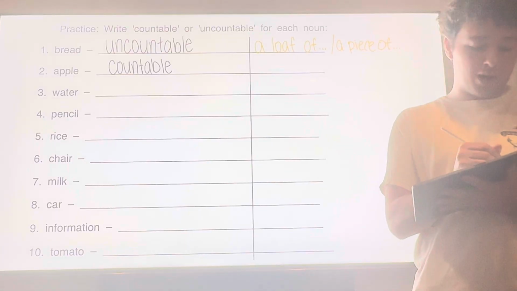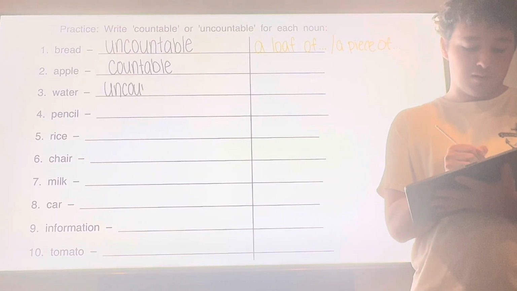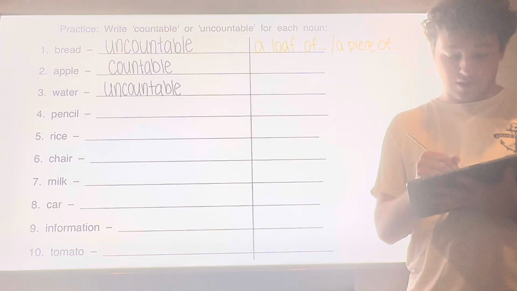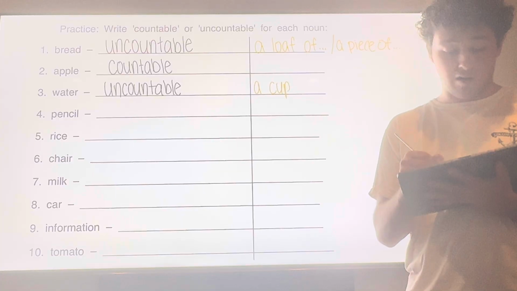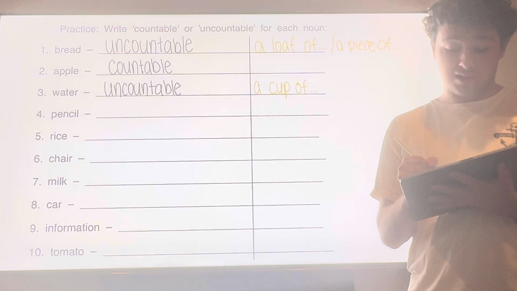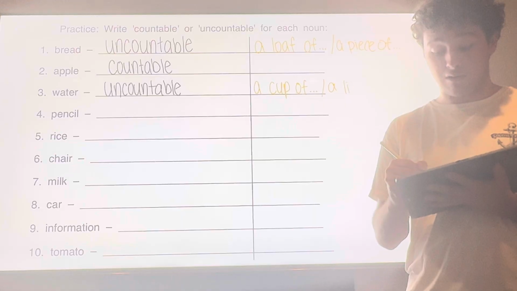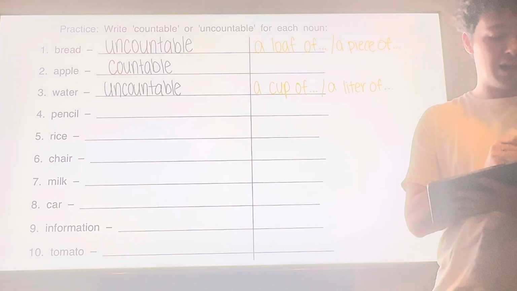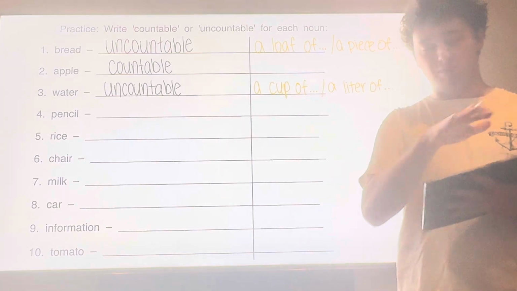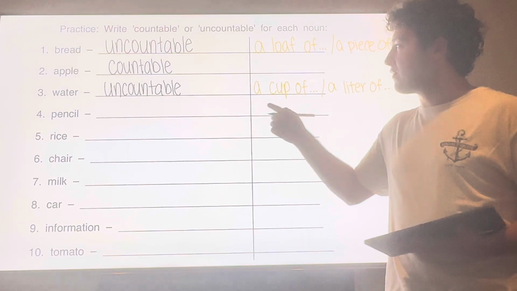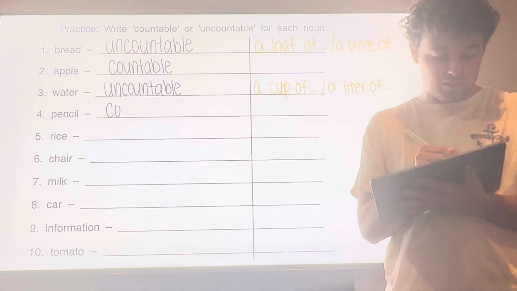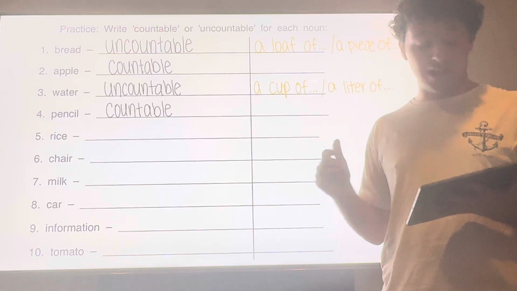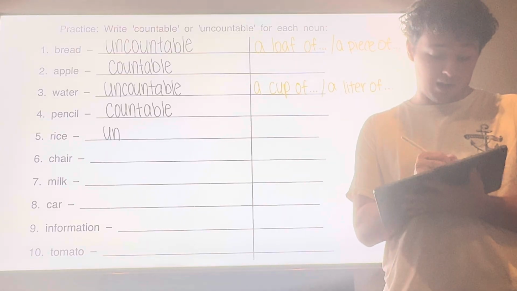Next is water. Water is uncountable. A way we often count water is a cup of water. You could say a liter of water, but you cannot say a water. No, it won't make any sense. Number 4 is pencil, and pencil is countable. 5 is rice, and rice is uncountable.